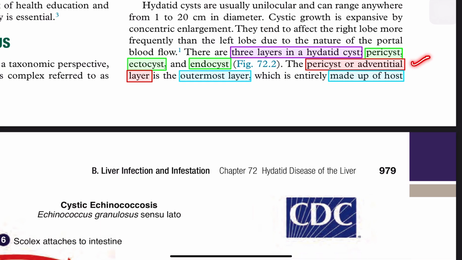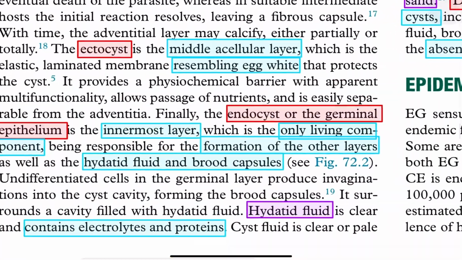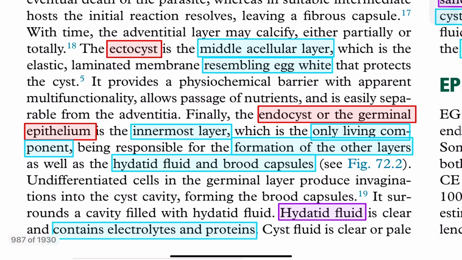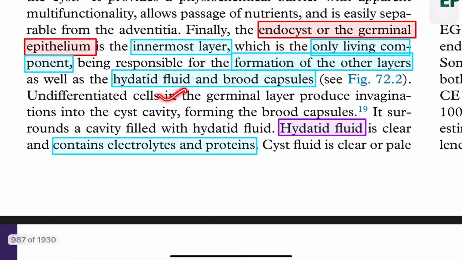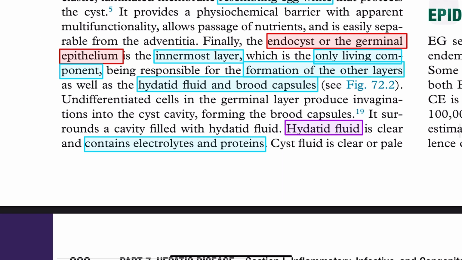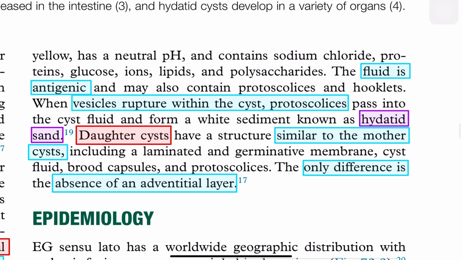The pericyst is also known as the adventitial layer. The ectocyst is the middle acellular layer resembling egg white. The endocyst, or germinal epithelium, is the innermost layer, and the only living component. It is responsible for formation of the other layers as well as hydatid fluid and brood capsule. Hydatid fluid contains electrolytes and protein, and the fluid is antigenic.